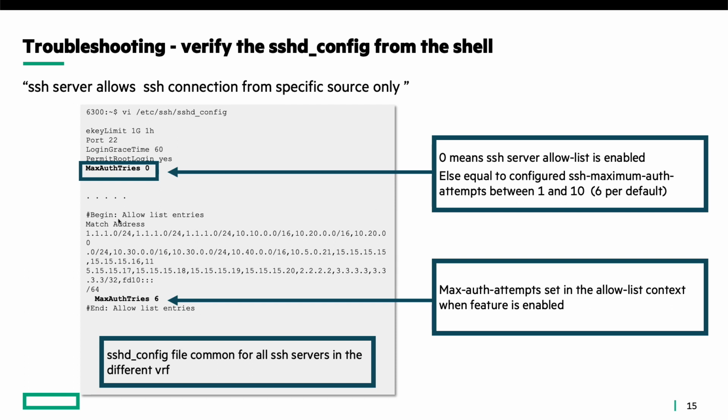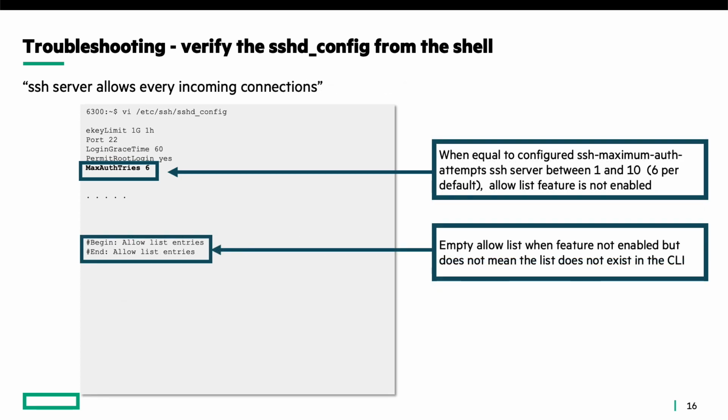And if it is enabled, if you go to the bottom of the configuration file, you will see here the allow list entries. These are the access control entries which have been configured. And the max authentication attempts, which is configured by the CLI, will appear here. The 6 will appear in the allow list entries section.